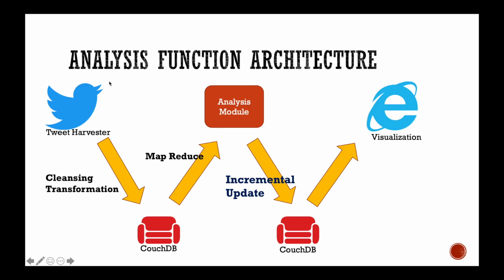So our general architecture looks like this. We are going to collect tweets from the Twitter API, and by doing simple cleansing and transformation to align the tweet formats, we're going to save them to CouchDB. And then we are going to use MapReduce functions to extract the data and pass them to the analysis module. And we are going to do a lot of processing here to analyze the data. And the output analysis results will be saved back to CouchDB again, and then the results will be passed to the front-end web service for visualization purposes.